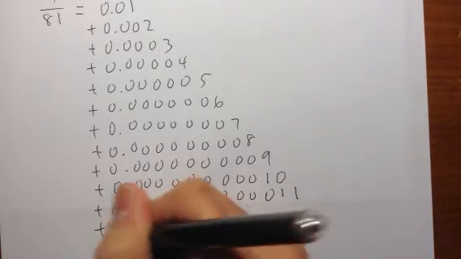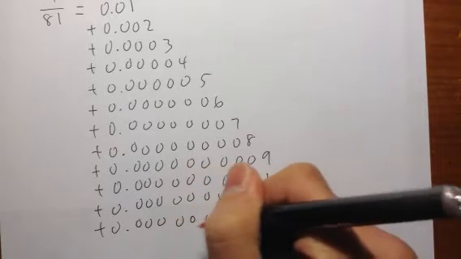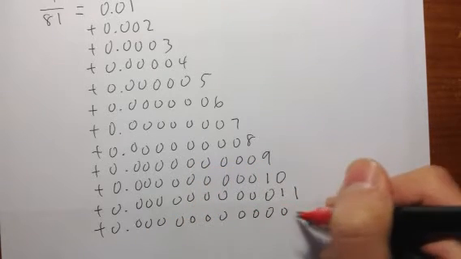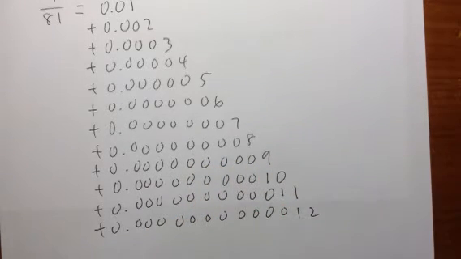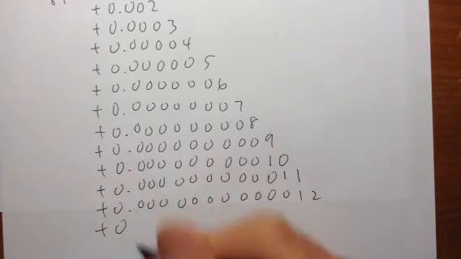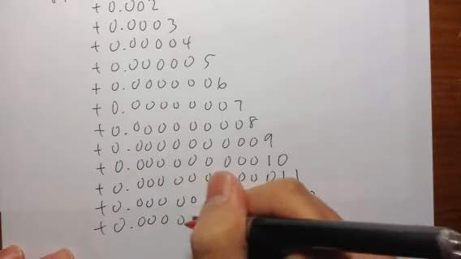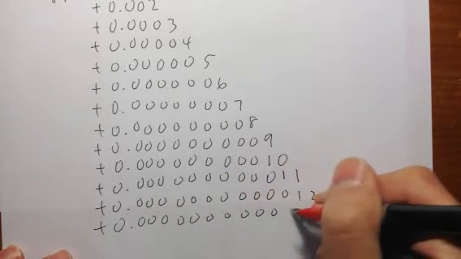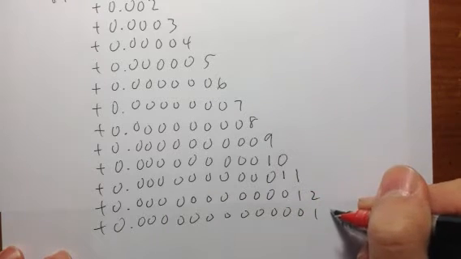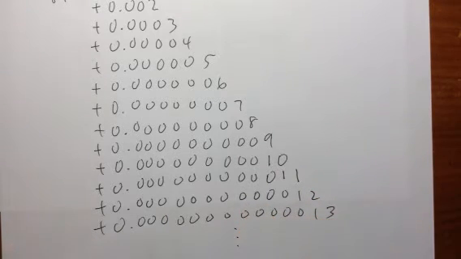And then plus 0.000000000000012. Plus, last one, well, it's not the last one, but this is the last one I want to do. 0.00000000000000013, and dot dot dot. It continues forever. There's no way for me to finish the list.